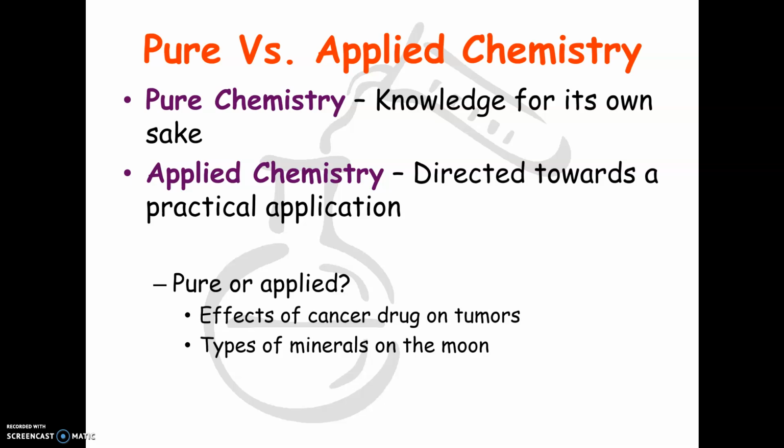Types of minerals on the moon would be more pure chemistry. Now, could it become applied? Sure, we may discover a mineral that has some kind of great magnetism, and so we're going to use it to make stronger magnets, then it would become applied. But discovery is just sort of for its own sake.